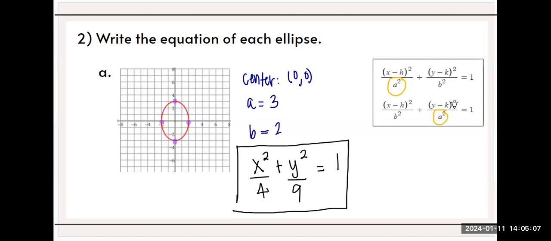The 4 and the 9, you're just going to square these. So you don't actually put the 3 and the 2 in. You do A squared and B squared. So 3 squared is 9 and 2 squared is 4. Good questions. I'm so glad you're asking.